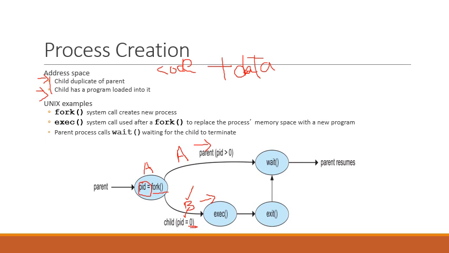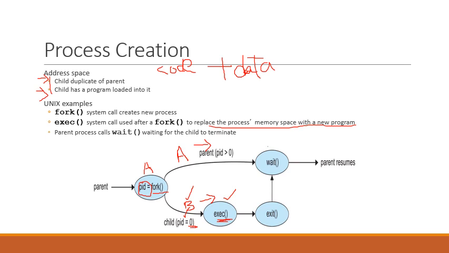Now process B has executed the exec system call. And what are the semantics of this system call? This system call is used to replace the process memory space with a new program. So by executing this system call, process B can have a new program loaded into its address space. Now in this example, process A is going to execute a different program and process B is going to execute another program.